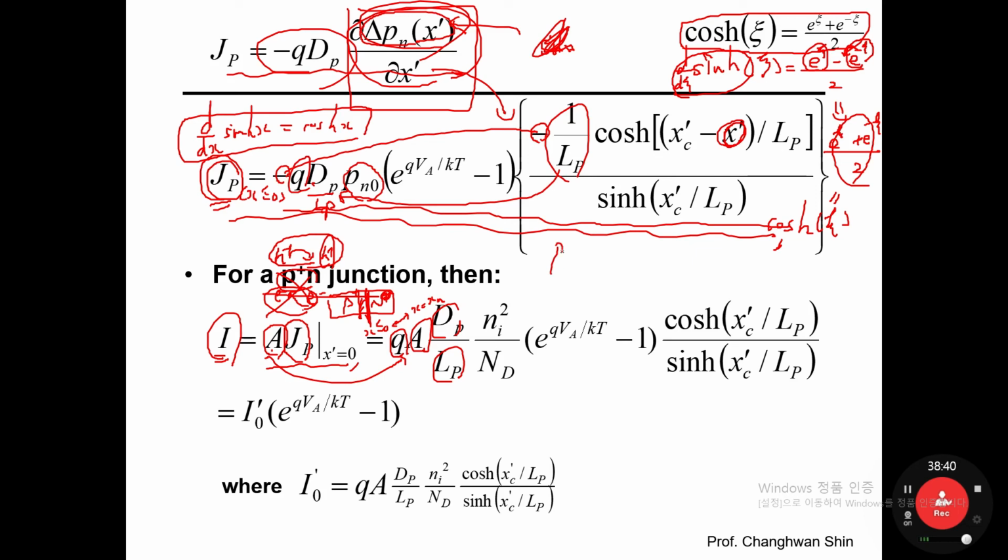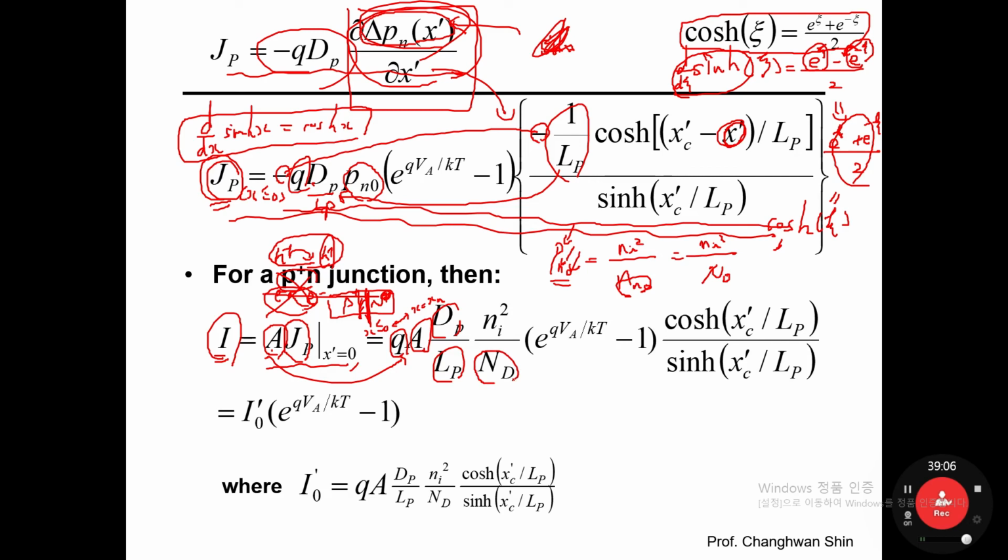And the p sub n naught. P sub n naught is, at thermal equilibrium in the N side, how many holes are available. That means in the n-type material, the minority carrier concentration. So this is ni squared divided by n naught, using the mass action law. So ni squared over n naught is identical to the donor concentration in the N side of the PN diode.